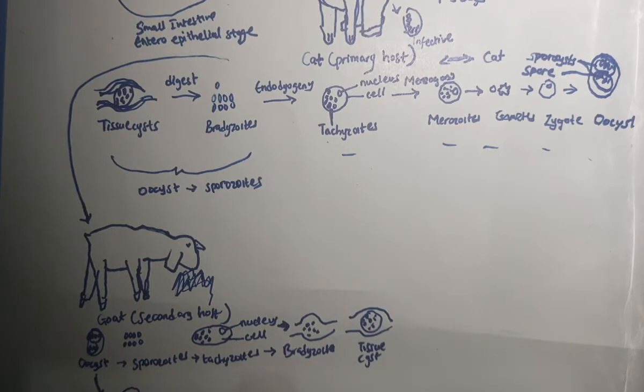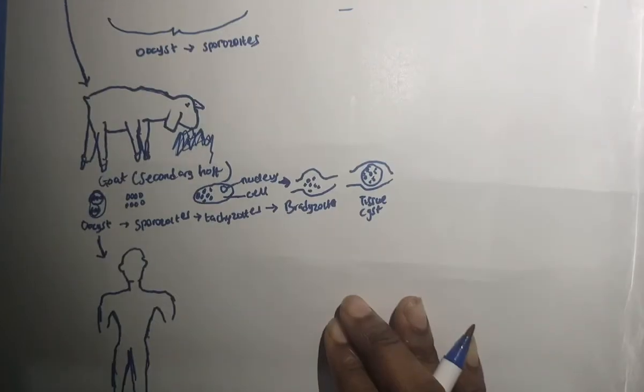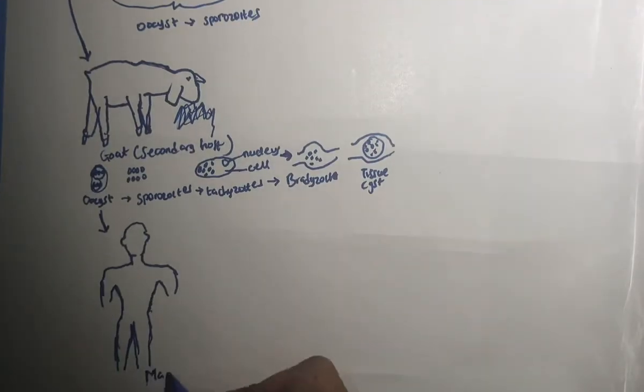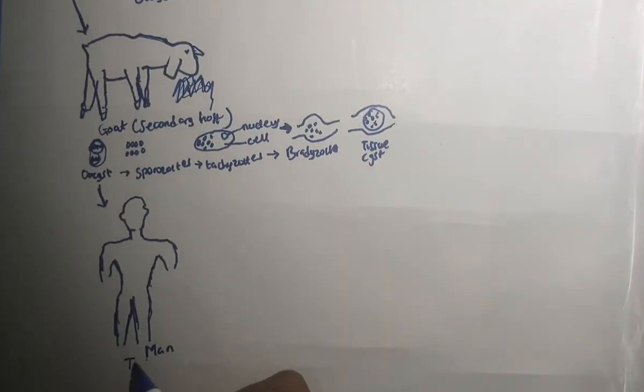As we can see here, there is no sexual growth, no gametes are formed. Therefore, other animals like goats are secondary hosts. Man can get it by eating undercooked meat from an infected animal. Tissue cysts enter the body. Enzymes free bradyzoites, which multiply primarily in the lungs and liver, forming tachyzoites.